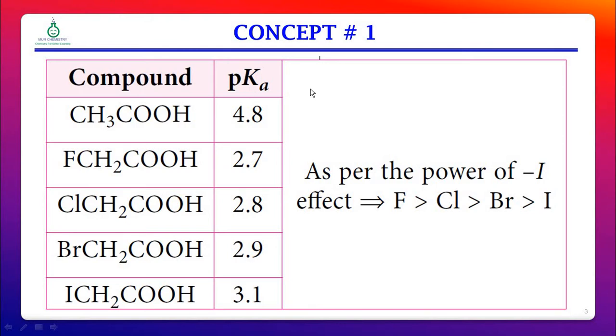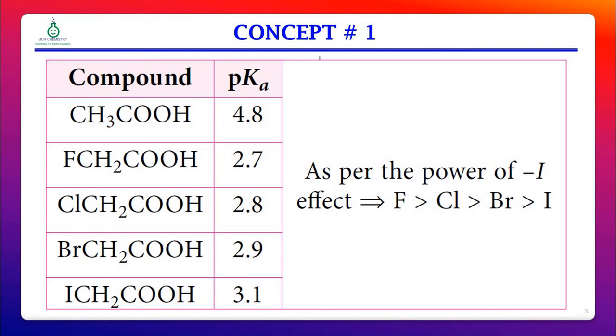pKa is inversely proportional to acidic strength. It means that if the pKa value is less, then the acidity of the compound will be more. Let's compare the acidity between acetic acid and fluoroacetic acid. In case of fluoroacetic acid, the pKa value is 2.7 and that of acetic acid is 4.8. Lesser the pKa, more will be the acidity. Hence, fluoroacetic acid is more acidic than acetic acid.